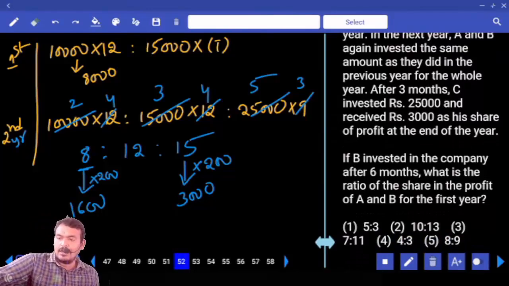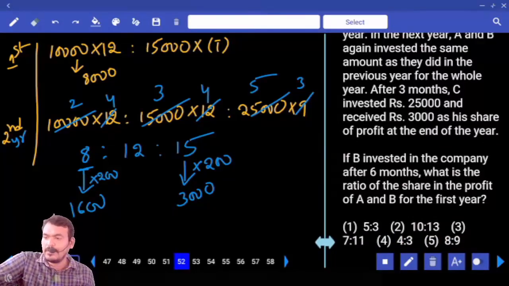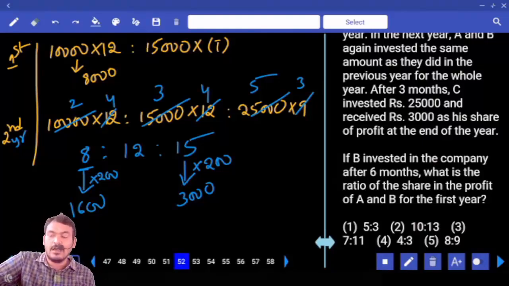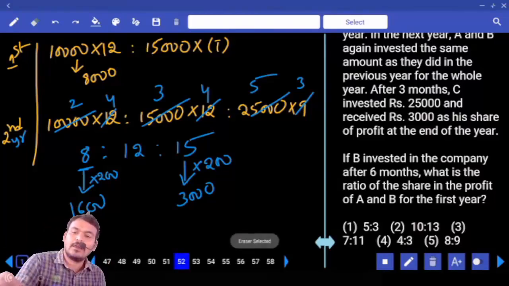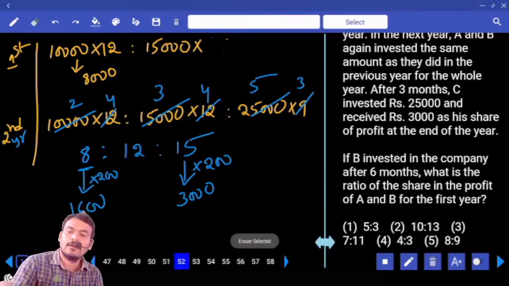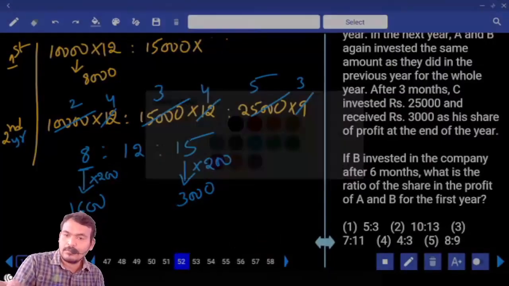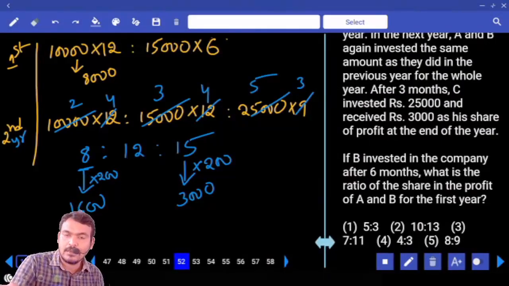Next, 52 question. B invested in the company after 6 months. What is the ratio of the share in the profit of A and B for the first year or second year? First year. B invested the money how many months? He invested the money after 6 months. Means capital is used for how many months? 6 months or not? In first year or second year? First year.